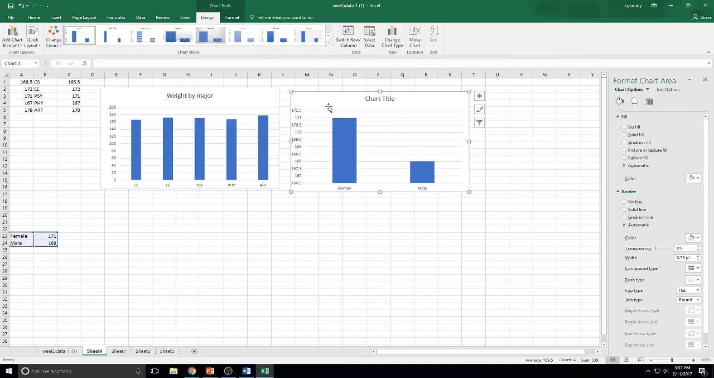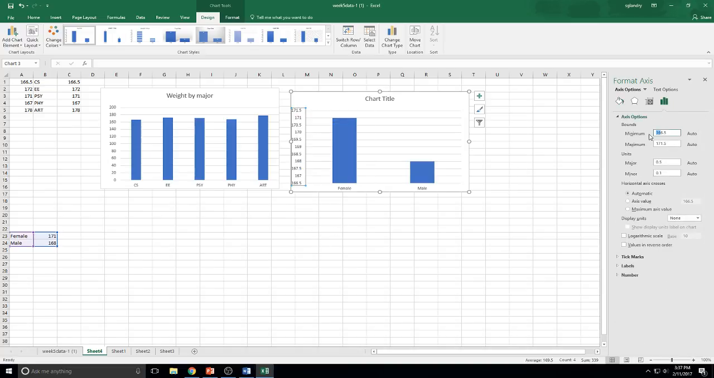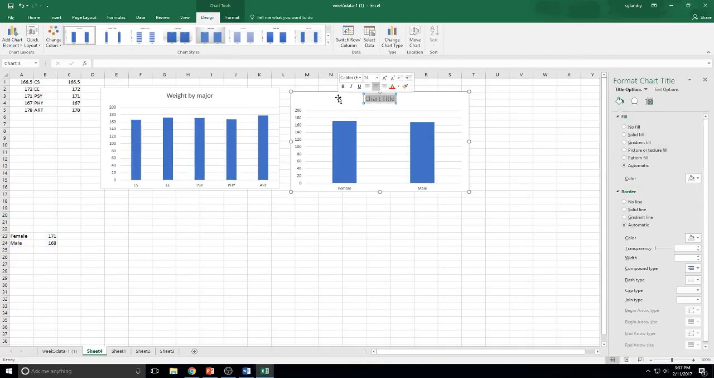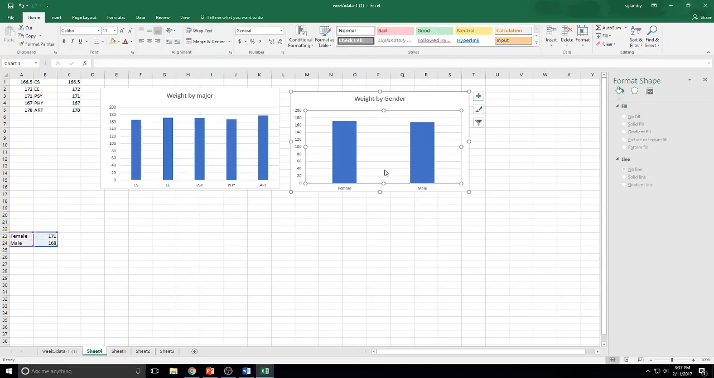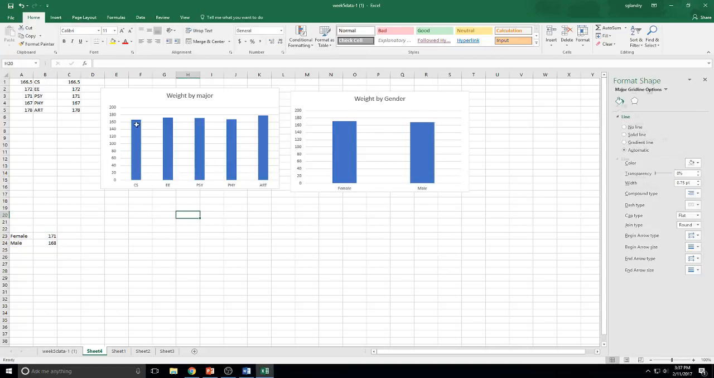Oh, wow, that looks like a big difference. Wait, hold on. Let me format my axes to be the same as the other one. 0 to 200. Boom. Wow. Weight by gender. So it looks like it doesn't really matter what gender you are, you're still going to be somewhere around that area. It doesn't matter what major you are, you're still going to be somewhere around that area.